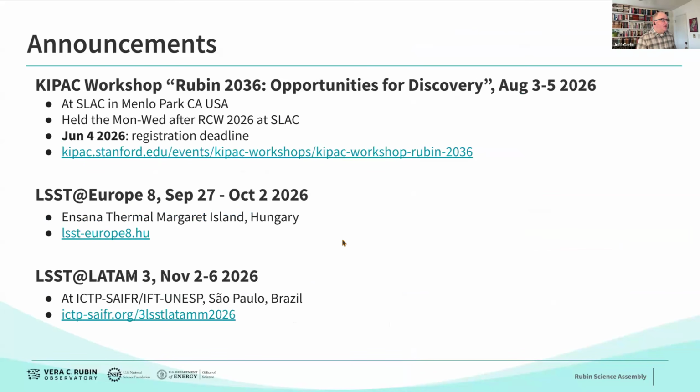Also wanted to mention these upcoming meetings. There is this meeting, Rubin 2036, happening at SLAC in Northern California. The registration deadline was just extended and ends today. So if you're interested, do register. And I know there is some travel funding for early career scientists if you're interested in that event. LSST at Europe and LSST Latin America are also coming up later this year. The information is here, and I'll make sure I share a link to the slides very soon.